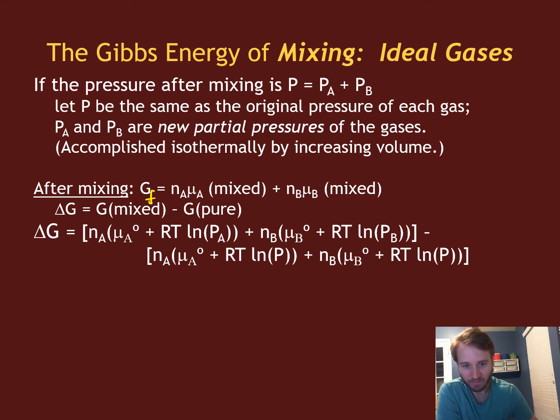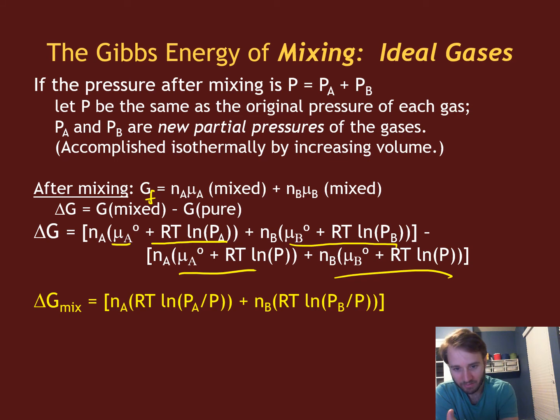The chemical potential of A mixed is just going to be its standard chemical potential plus RT ln of the partial pressure of A after things have been mixed. And the same thing here with B. And again, there's nothing else popping up here because we're talking about ideal gases, which have no intermolecular forces and things of that nature. And then we again have the pure compound that we started off with given here. So if you simplify this, you will get this Gibbs free energy of mixing of two gases.